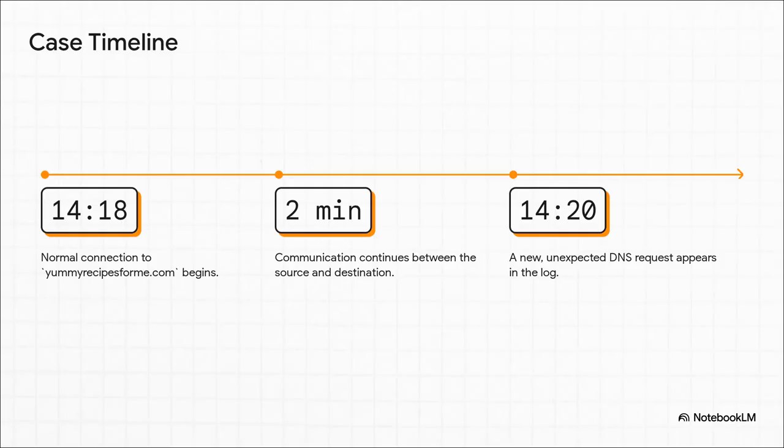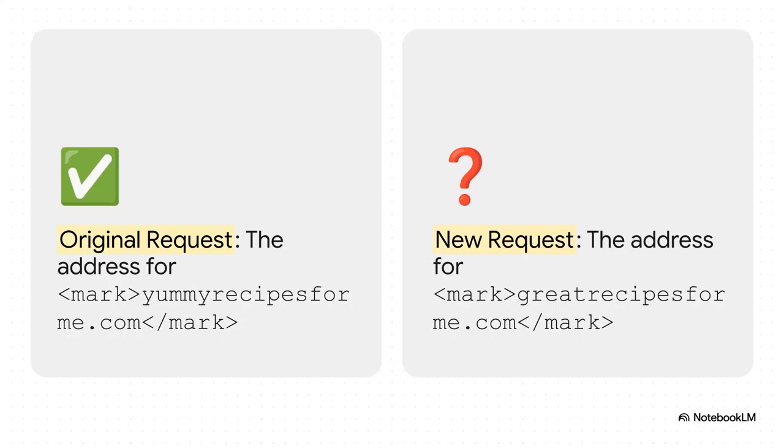Just look at this timeline. At 14:18, we make our perfectly normal connection. But 2 minutes later, at 14:20, bam, our machine suddenly makes another DNS request. Now, we weren't expecting this. Why would our computer need to look up a whole new address right in the middle of a conversation? That's suspicious.